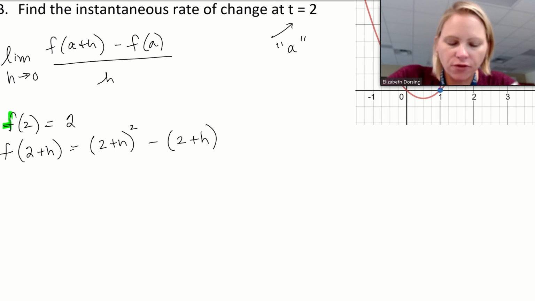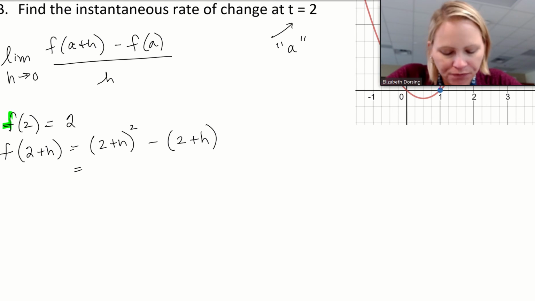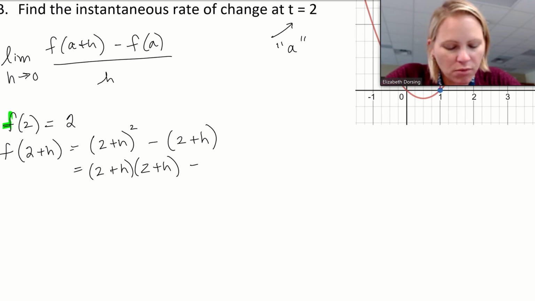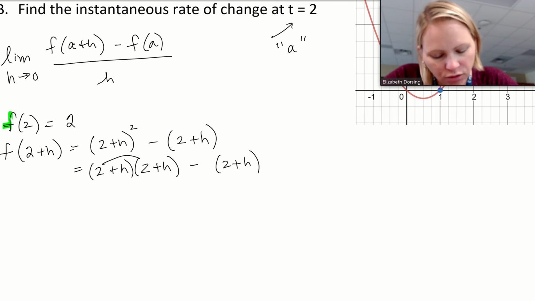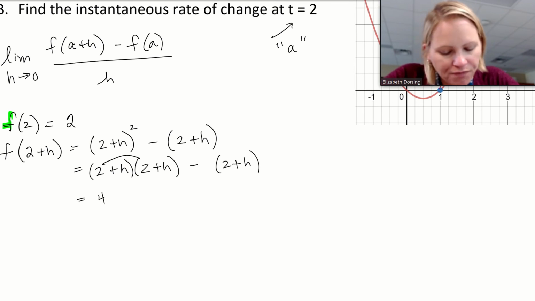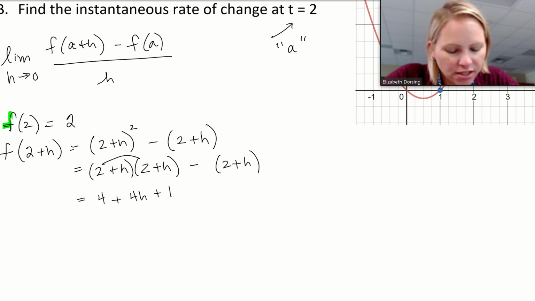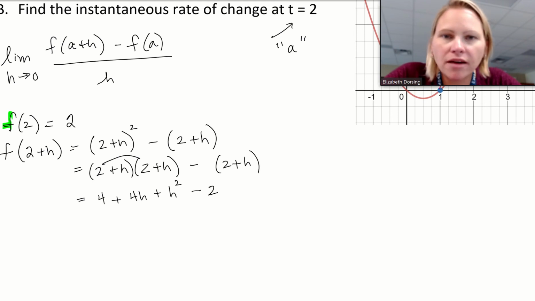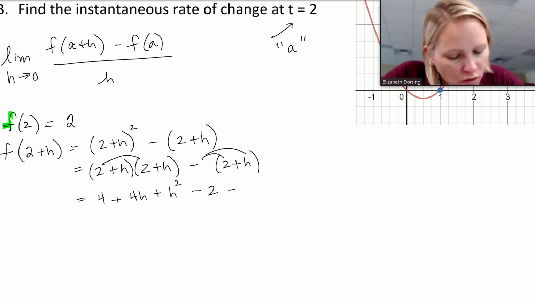Now, before I go any further, I'm going to have to do some algebra with this 2 plus h expression. So the first thing I'm going to do is use my distributive property and multiply it all out. And if you like the acronym FOIL, that's just fine too. So this becomes 4 plus 4h plus h squared, minus 2, and then anytime I have subtraction, I have to distribute that subtraction through. So it's going to be minus 2 minus h.